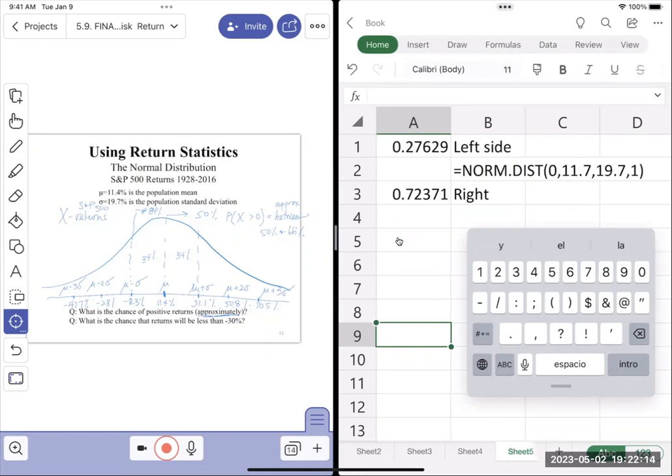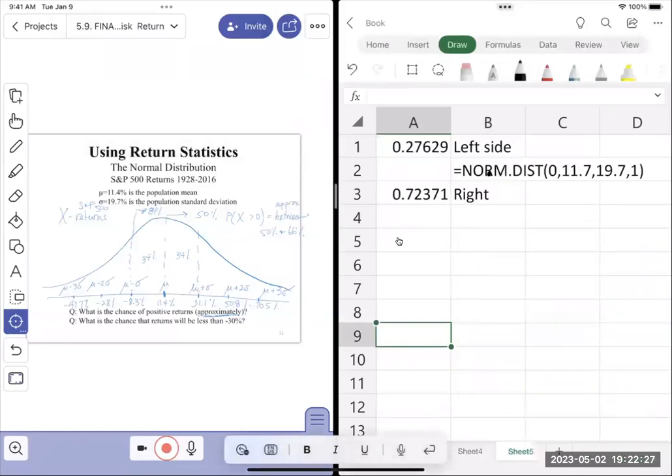Yeah, some people don't like approximations. You want the value, but there you go. So you could do that in Excel. If you took stats with me, I would have shown you how to do that.